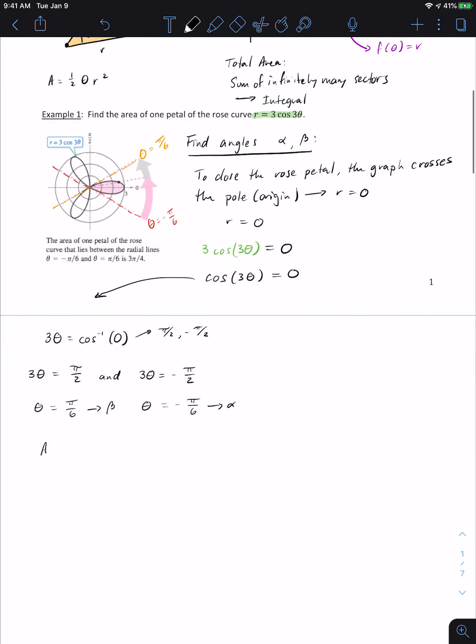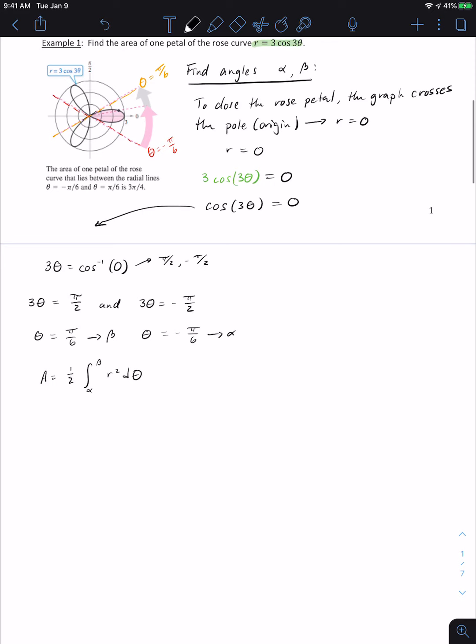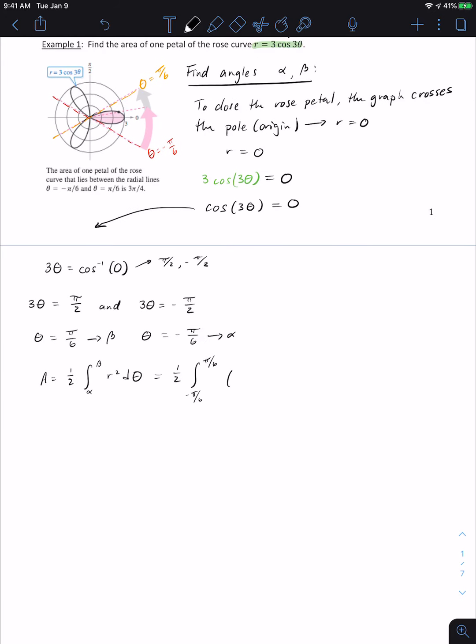Right? So my area formula says A is equal to 1/2 the integral from alpha to beta of the radius squared d theta. So plugging our values in, we end up getting 1/2 the integral from negative pi over 6 to pi over 6 of the radius, which is what's given by the problem. It's just the radius function, which is 3 cosine of 3 theta, and we're going to square that, d theta.